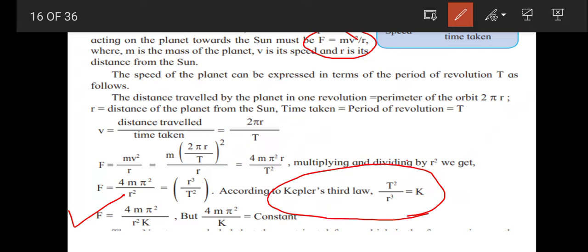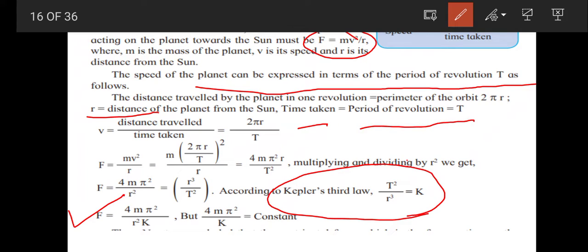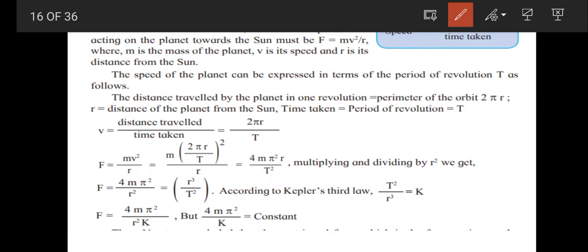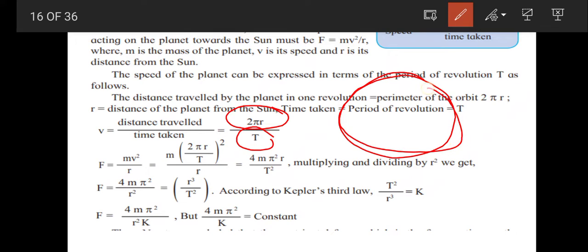Now we will start. The speed of the planet can be expressed in terms of the period of revolution t, and r is the distance between the sun and that planet. Time taken is equal to the period of revolution t. So v is equal to 2 pi r upon t. Why? Because the distance traveled is nothing but 2 pi r. How? The circumference of the circle is always written as 2 pi r, and time taken is t. If the particle is moving in a circular track, then circumference is denoted by 2 pi r and time required is t.